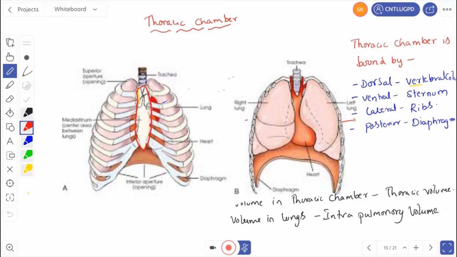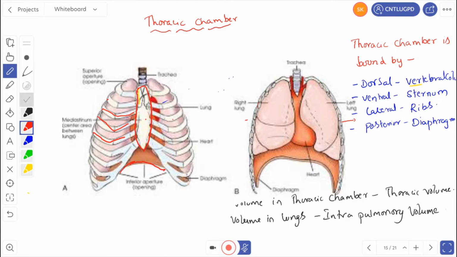On the lateral sides you can see the ribs. These are the ribs. Then on the posterior side you can see the diaphragm. So the thoracic chamber is formed by the vertebral column on the dorsal side, sternum on the ventral side, ribs on the lateral side, and on the posterior side we can see the presence of the diaphragm.